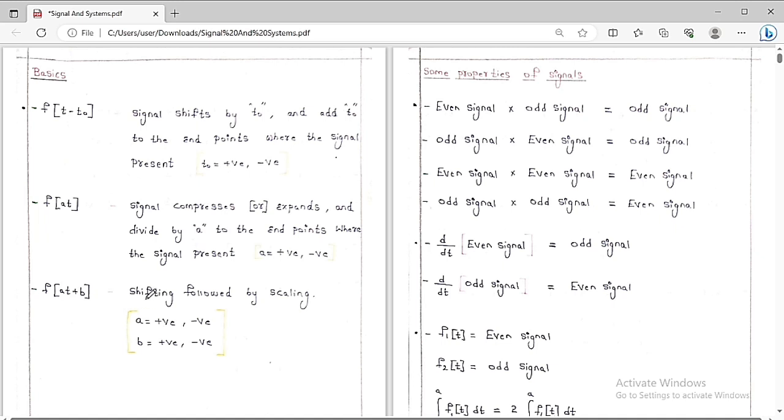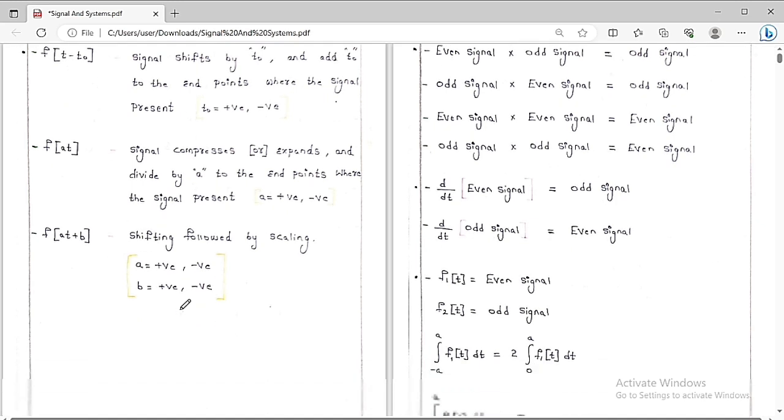Shifting followed by scaling. First you have to do the shifting property, and then you have to do the scaling property. This point you always have to keep in your mind. First we do the shifting, and then we do the scaling. This is an important thing.